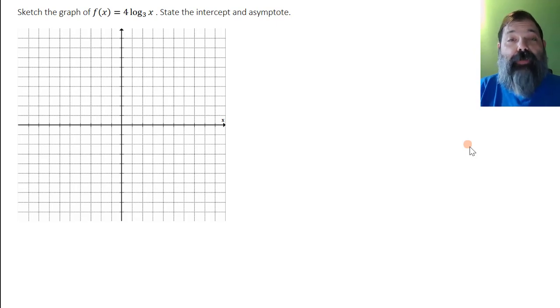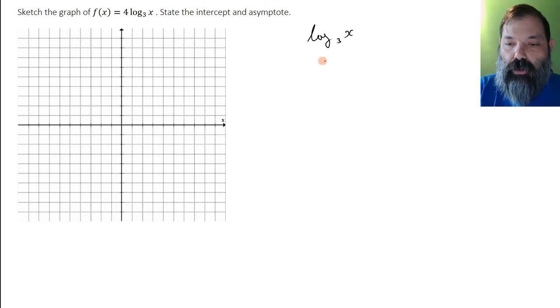Sketch the graph of f of x equals 4 times the log base 3 of x. State the intercept and asymptote. I see this as a transformation of the basic function log base 3 of x. So let me sketch that function first.